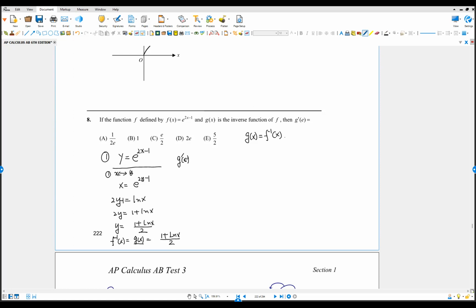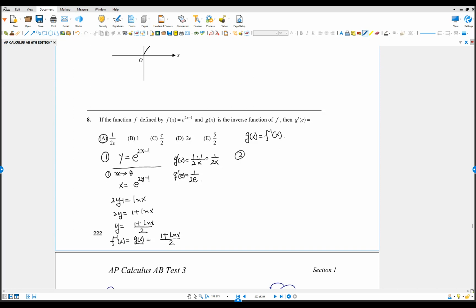So take the derivative to get g prime of x. g of x is (1 plus ln x) over 2. The 1 over 2 is a constant, so its derivative is 0. The derivative of 1 over 2 times ln x is 1 over x, so that gives 1 over 2x, the derivative of g of x, the inverse of f of x. Now put e in: g prime of e equals 1 over 2e. We have the answer.